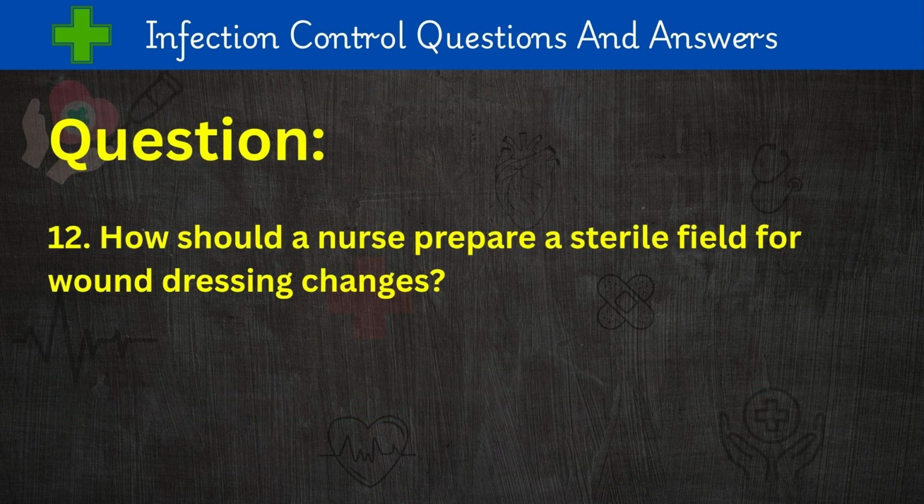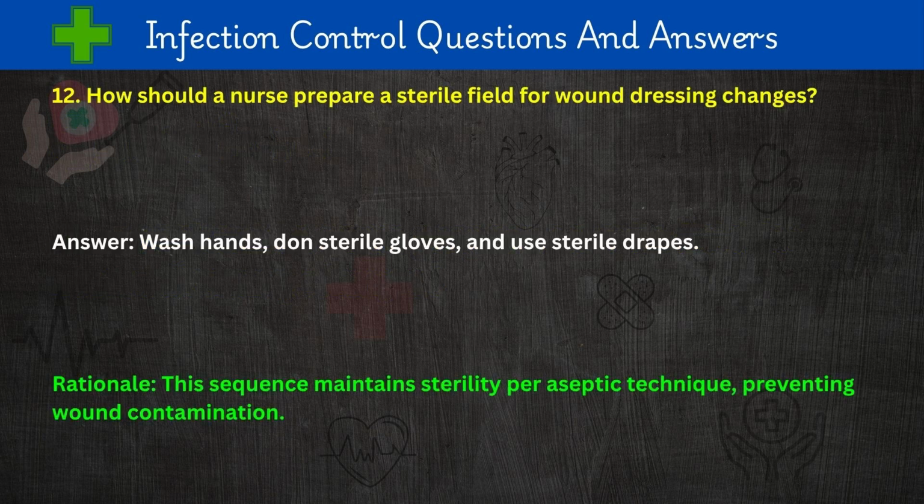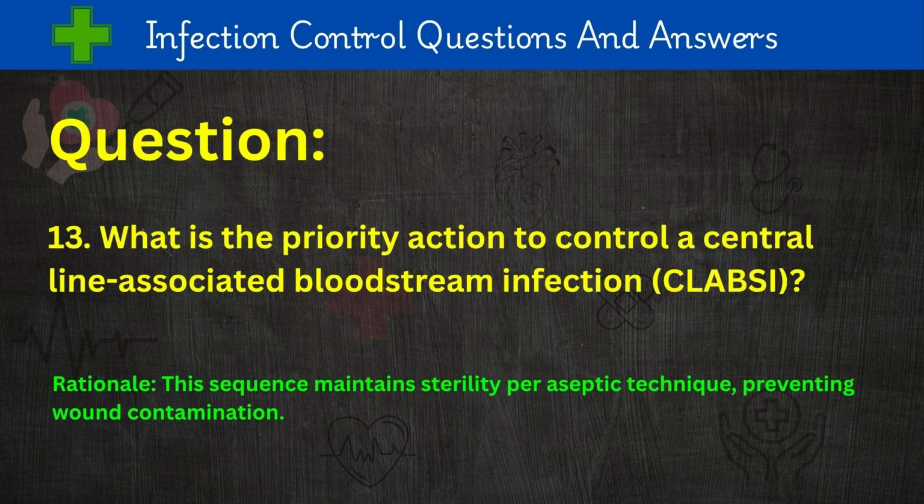12. How should a nurse prepare a sterile field for wound dressing changes? Answer. Wash hands, don sterile gloves, and use sterile drapes. Rationale. This sequence maintains sterility per aseptic technique, preventing wound contamination.